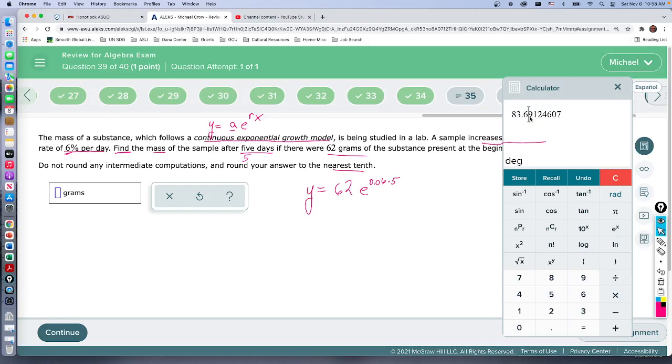Now it's time to round to the nearest tenth, which is the 6. We look to the right. The 6 has a 9, so that gets rounded up to 7, 83.7.